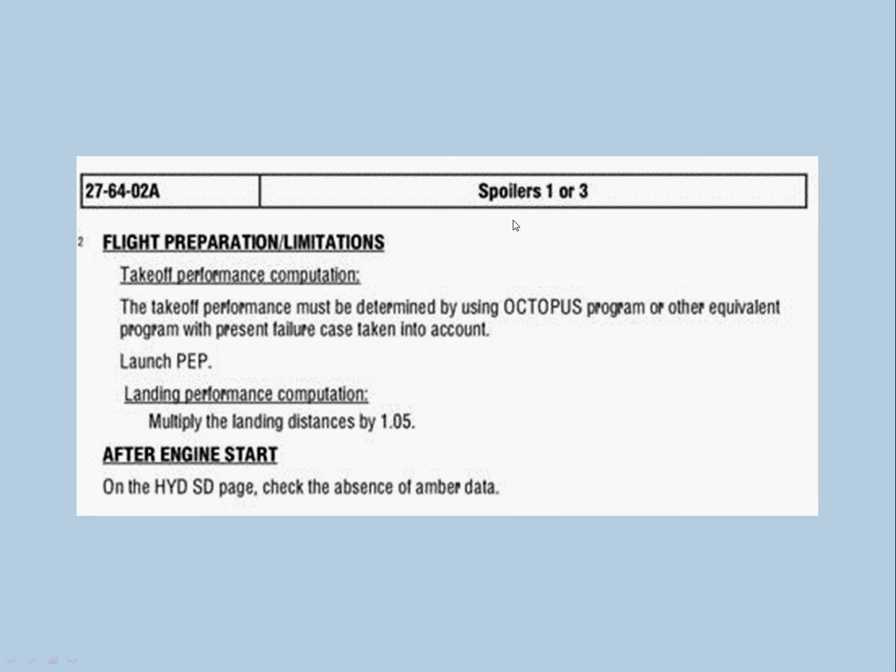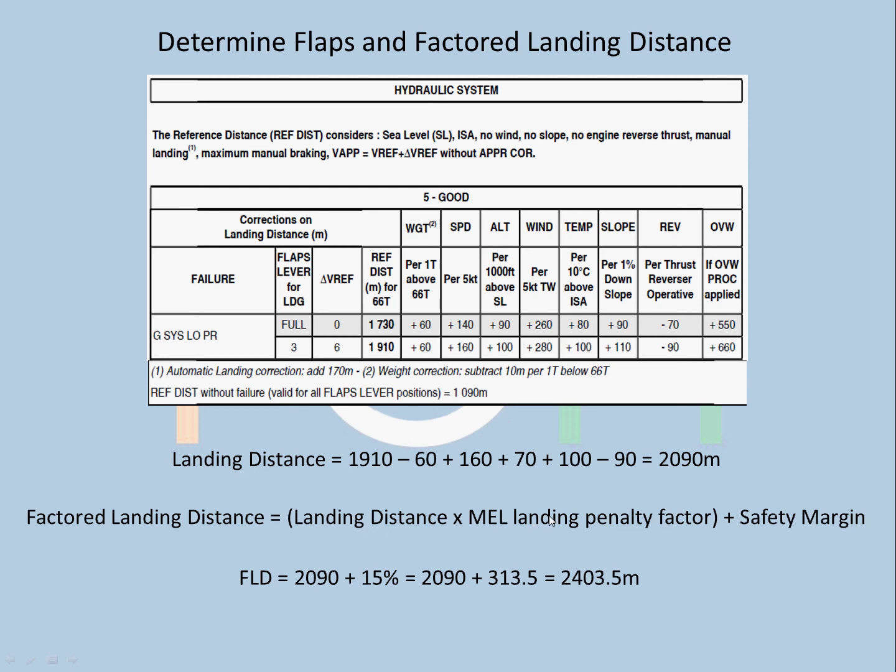Once we are done with the calculation, I just wanted to show you an example of the MEL landing distance performance. I've taken a spoilers 103 fault from the MEL. As you can see here, for landing performance computation, multiply the landing distances by 1.05. So if there is a failure where you have to check the MEL, you will have to add that distance to the landing performance. You might have to use 1.05 here.